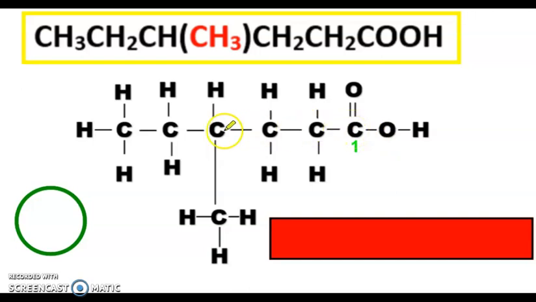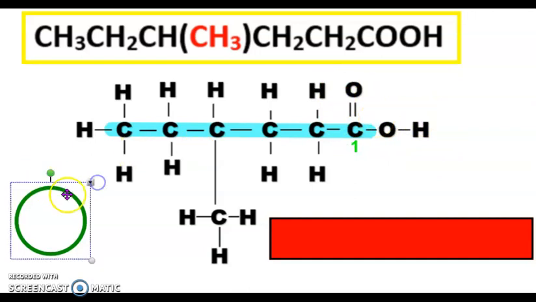So 1, 2, 3, 4, 5. 1, 2, 3, 4, 5, 6. So that is going to be the parent chain. So if it didn't have the carboxyl group, it would be hexane. And because we've got the carboxyl group, it's hexanoic acid.